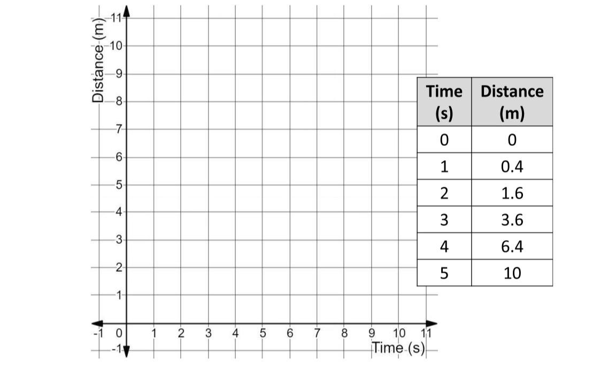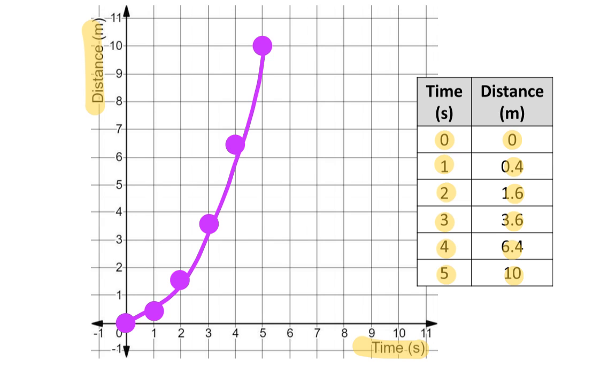I'm now going to graph the information in my table of values in my distance time graph. Lastly, I'm going to draw a curve through these points. Therefore, when you have an object that starts at home, moves away from home, and is speeding up, in other words, if it's accelerating, this is what its distance time graph looks like.